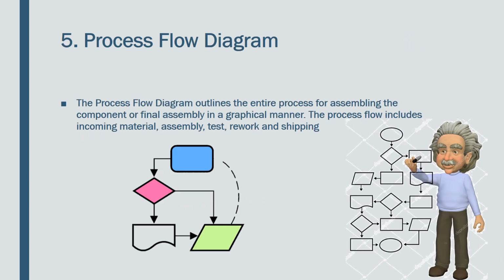The fifth element is process flow diagram. The process flow diagram outlines, in a graphical manner, the entire process for manufacturing a component or a product, sub-assemblies or final assemblies. The process flow includes incoming material receiving through to shipping material to our customer.